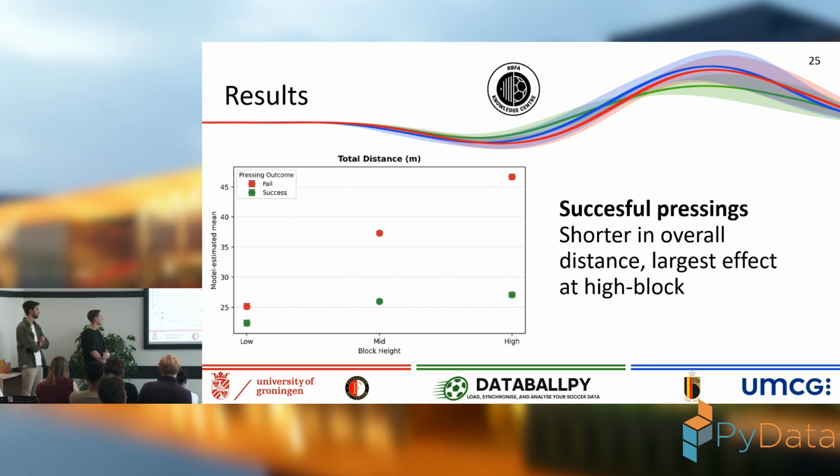But as you can see here, for total distance, we found that successful pressings were way shorter, all significant here. Those intervals were rather small, so you could almost not see them here. The effect was largest at high block, meaning that the distance covered at high block and successful pressings was way lower than at failed pressings here.